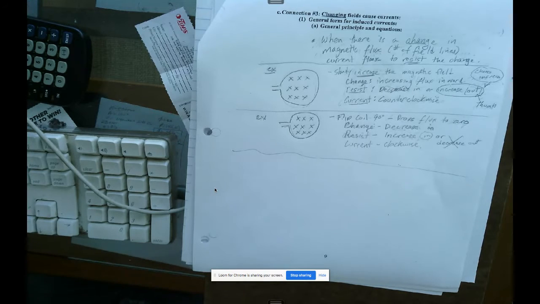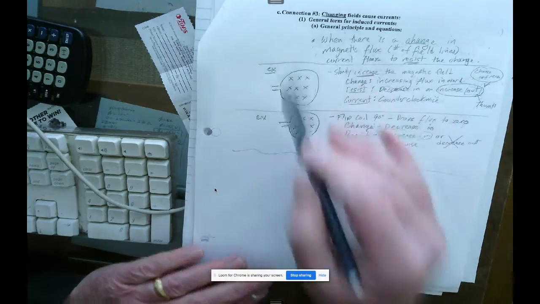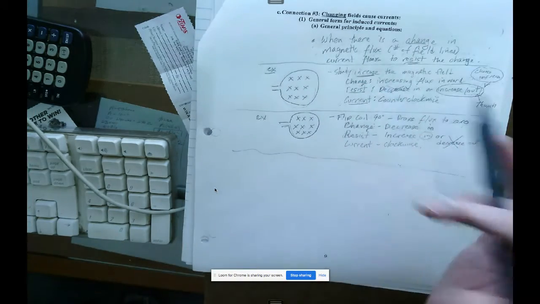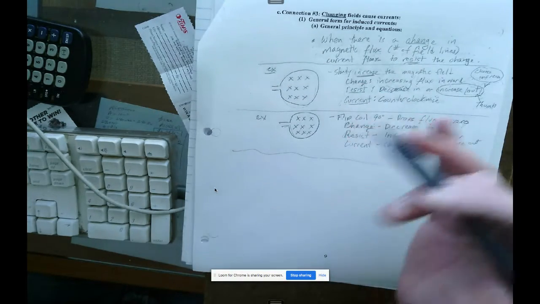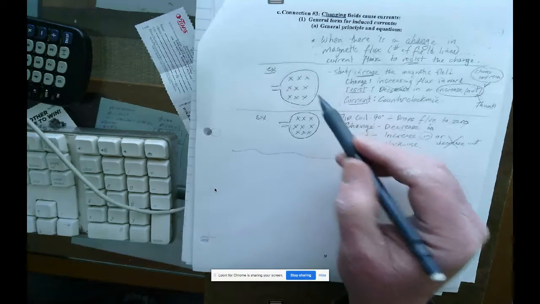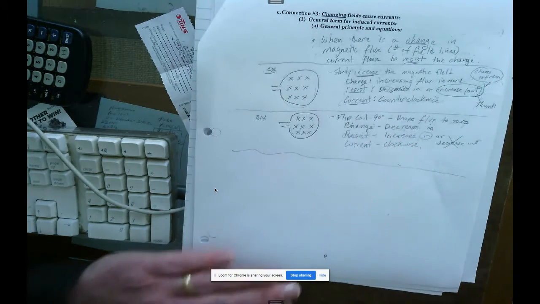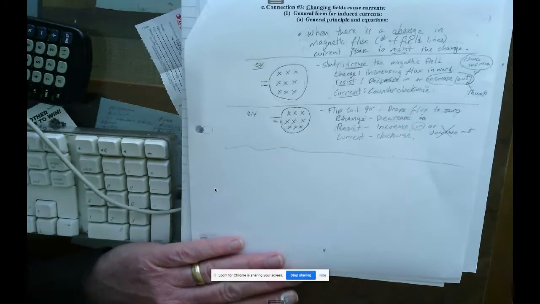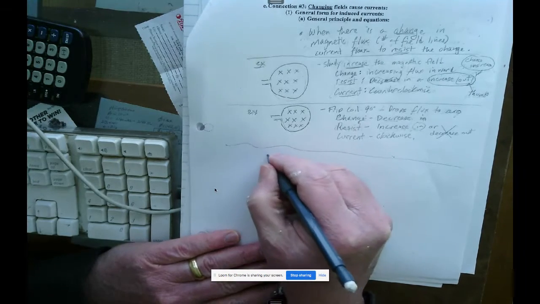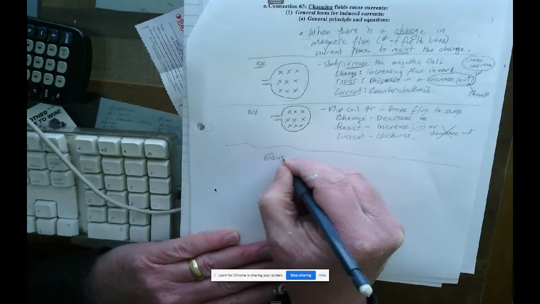All right. So in our last video, we talked about how change in magnetic fields cause a current, and we just talked about the direction of the current and what's going on. So in this video, we're going to talk about how to calculate what the current is going to be, and there's going to be some equations we're going to use and some definitions.